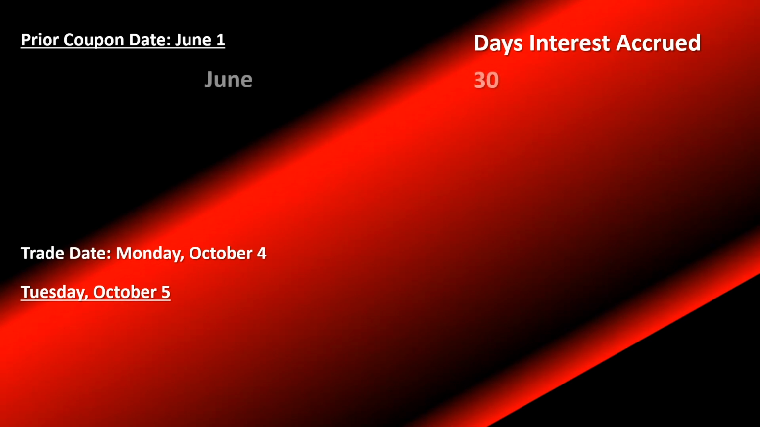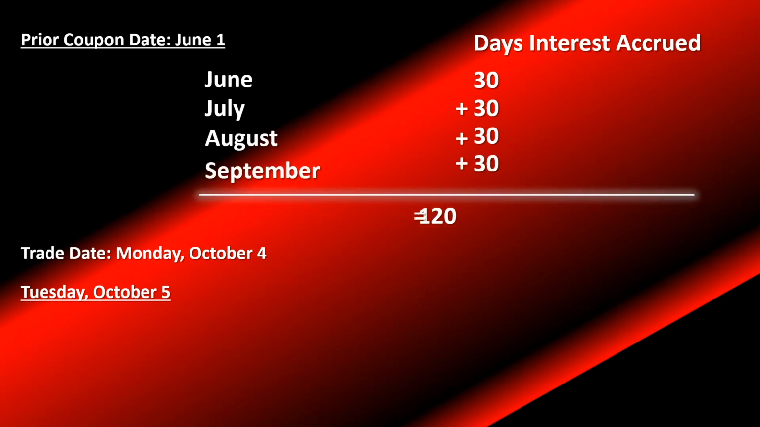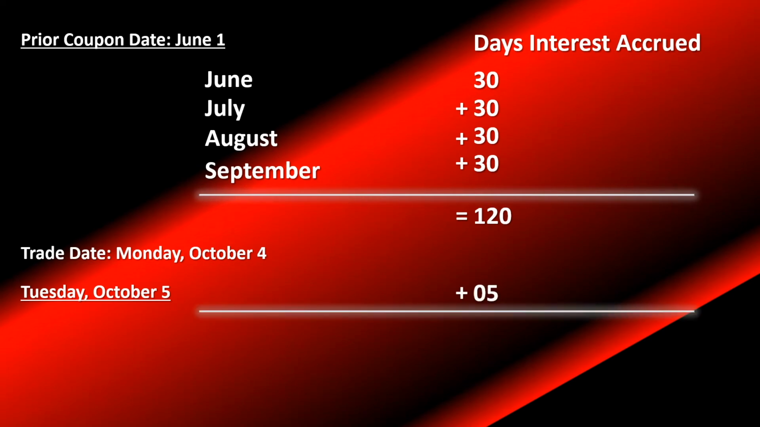How many days are in this timeline? Well, recall that we consider every month as having 30 days regardless of the month. With that, we count 30 days for each of June, July, August, and September, plus those 5 days in October, for a total of 125 days of accrued interest.